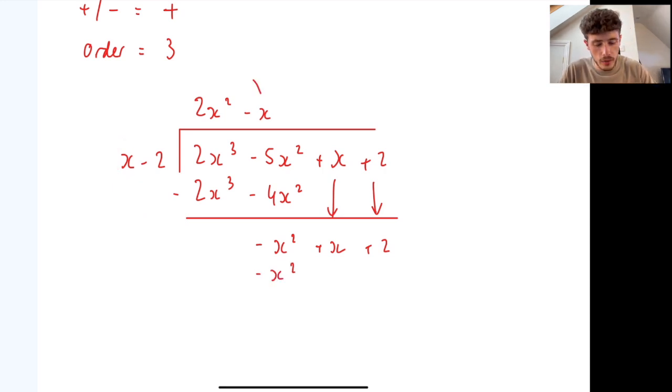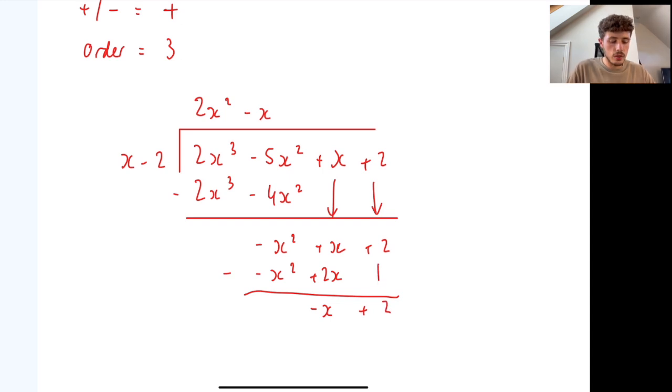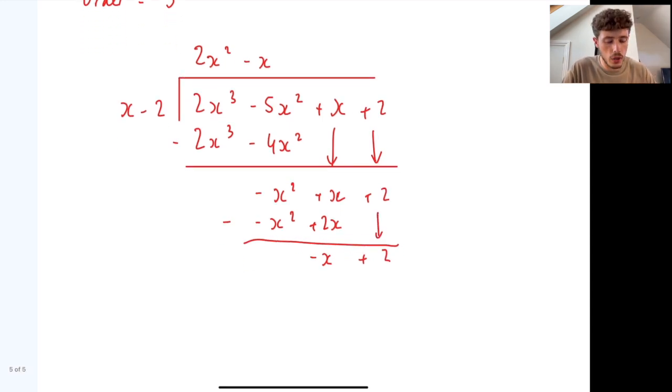If we multiply the minus x into both of these two, we're going to get a minus x squared, and we're also going to get a positive 2x. The first term is going to cancel as always, and then we've got a plus x minus a 2x, which is going to be a minus x. And then we bring the plus 2 down again, and we repeat one more time, which actually gives us a minus 1 in there. And that is going to give us the 0.